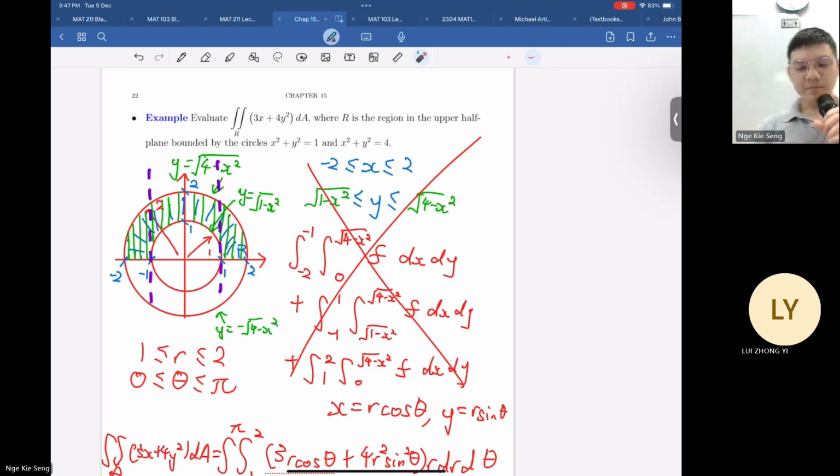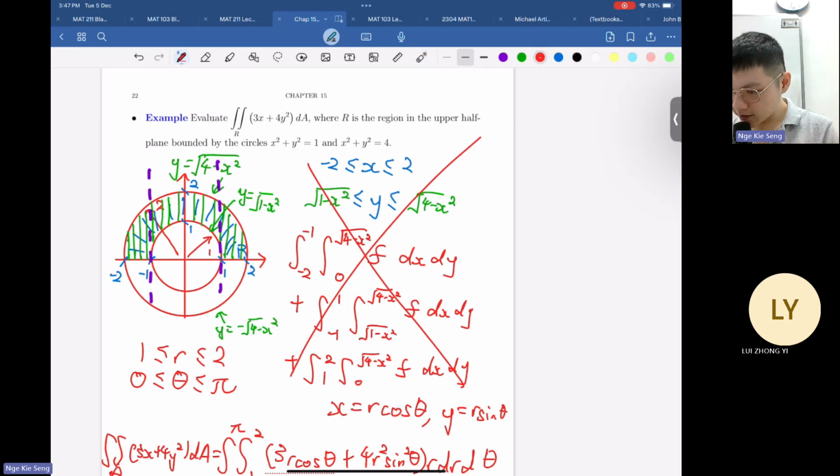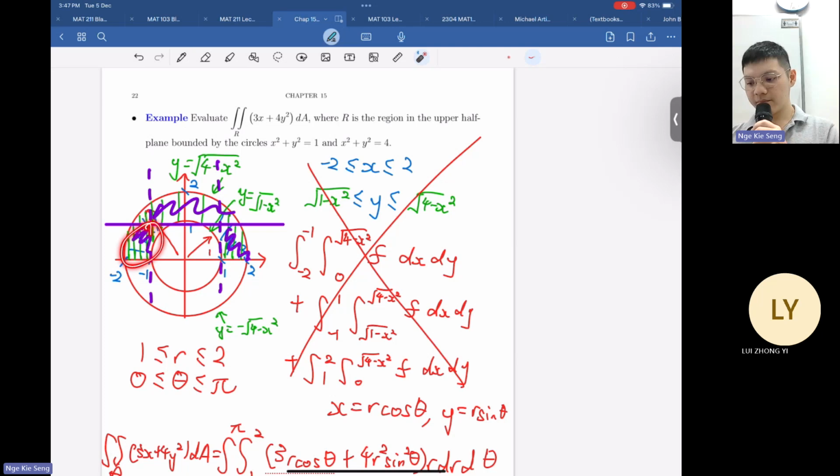Because, okay, let me remove this and then I draw it to you. So if you look at this shape, right? If I cut along this way, 1 to 2, then you have one region at the top and then two regions at the side. Does it make sense? Okay, I have one region at the top and then two regions at the side, if I do it this way. Does it make sense?